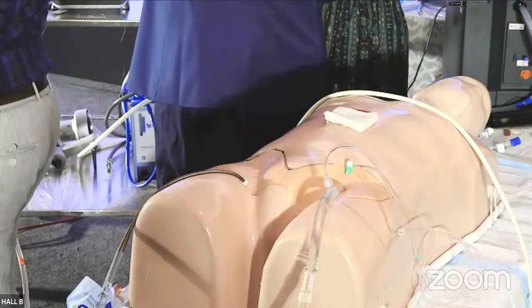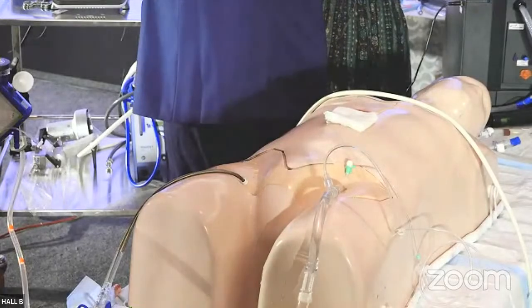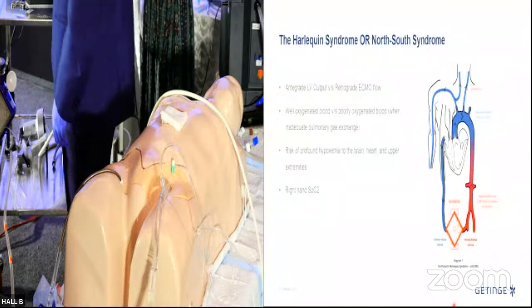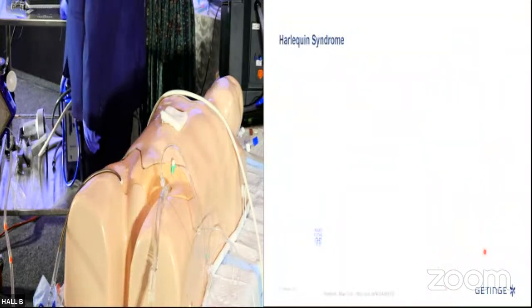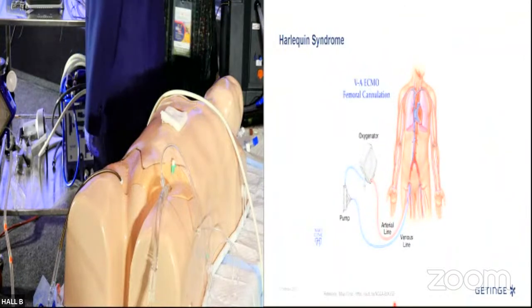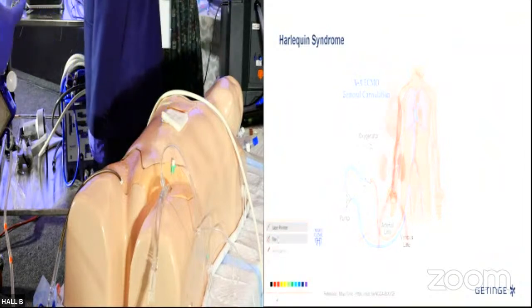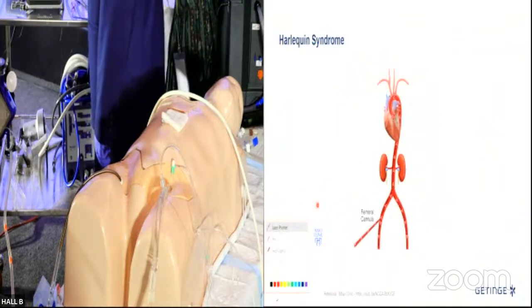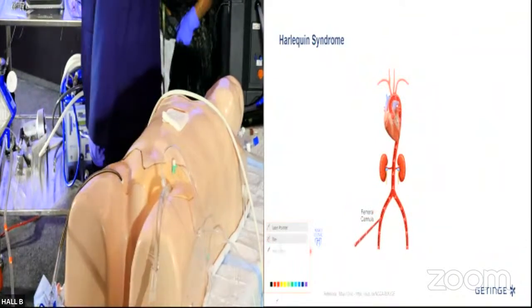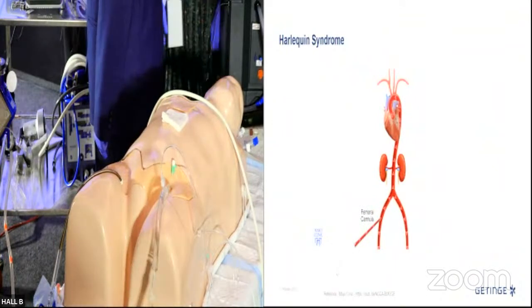Yeah, the upper part of the body will be blue and the lower part of the body will be bright red. Okay, go for the Harlequin video. You have a pointer with you. The venous cannula, and the arterial cannula we are inserting here, is going up.